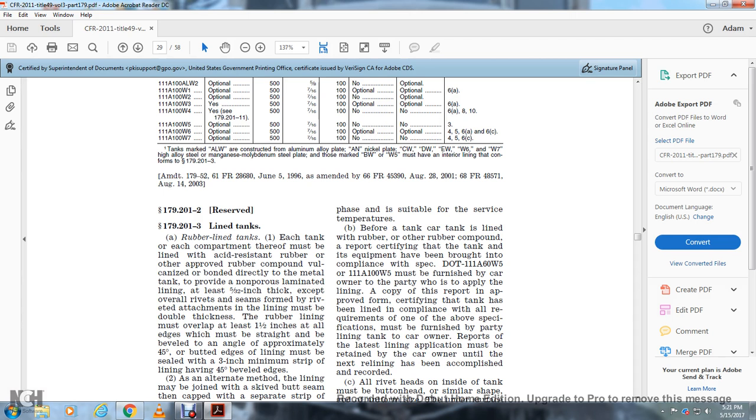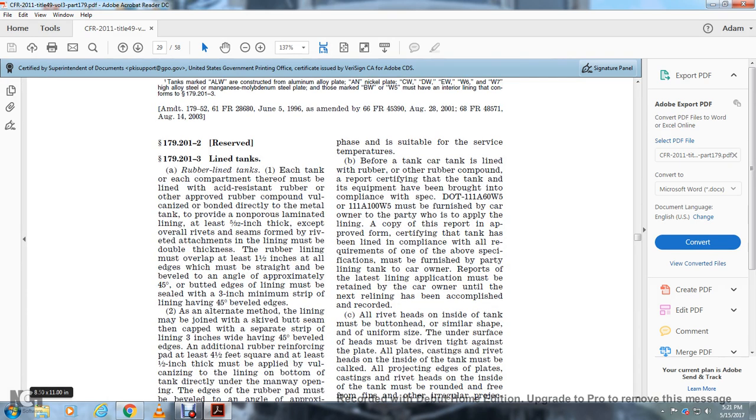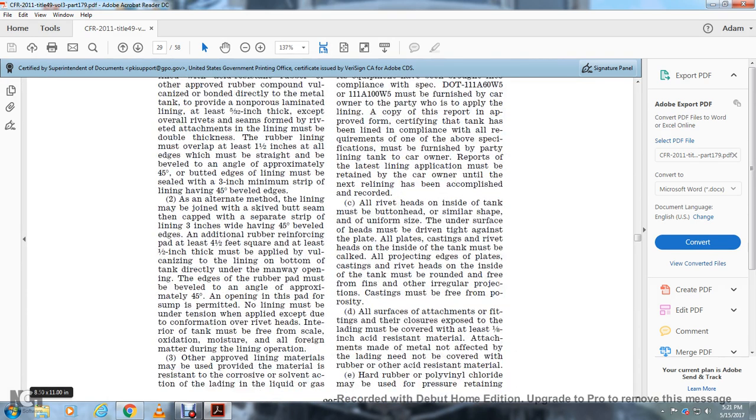The lining must be double thickness. The rubber lining must overlap at least 1.5 inches. If the edge must be straight, it must be beveled at an angle of approximately 45 degrees. The butted edge of the lining must be sealed with a 3-inch minimum strip of lining having 45-degree beveled edges. As an alternative method, the lining may be joined with a skived butt seam, but then capped with a separate strip of the lining 3 inches wide, having 45-degree beveled edges.